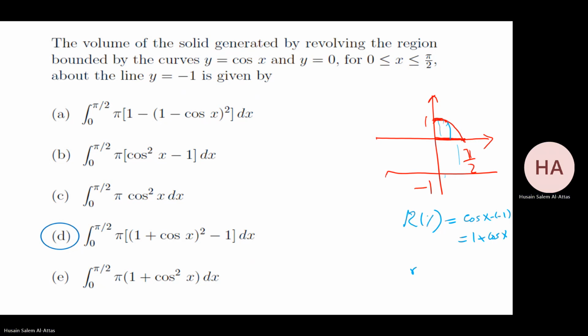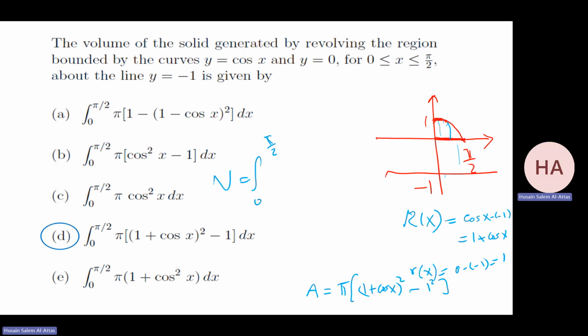R of x. Perpendicular to the axis, I'm dealing with x. Small r of x will be 0 minus 1, and that is 1. So the area will be pi times (1 plus cosine x) squared minus 1 squared. So the volume, from where to where? From 0 to pi over 2. Very clear. From 0 to pi over 2, pi times the integral of (1 plus cosine x) squared minus 1 dx. That's the answer.